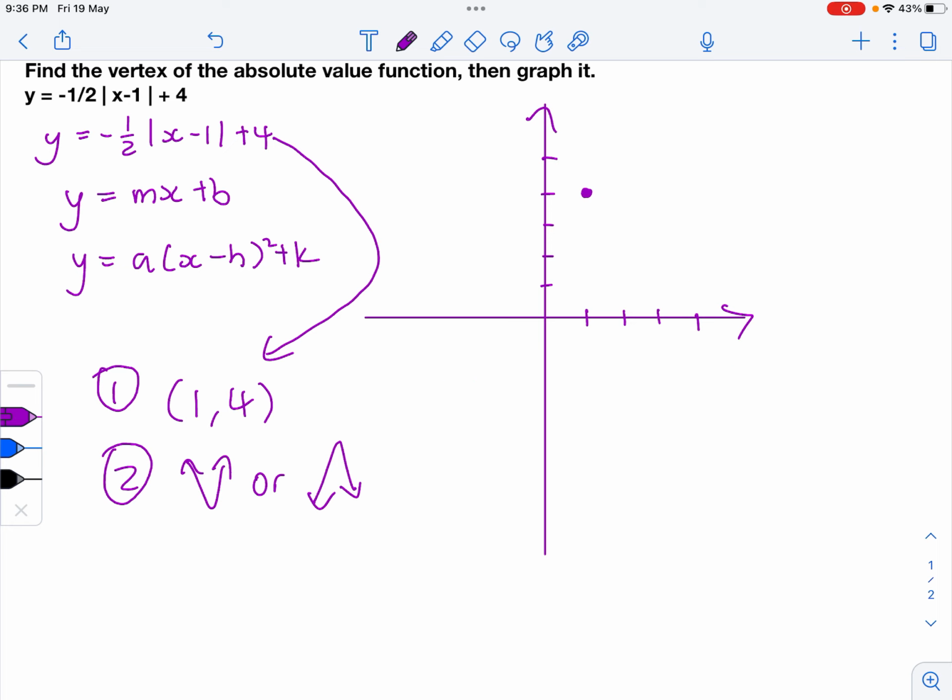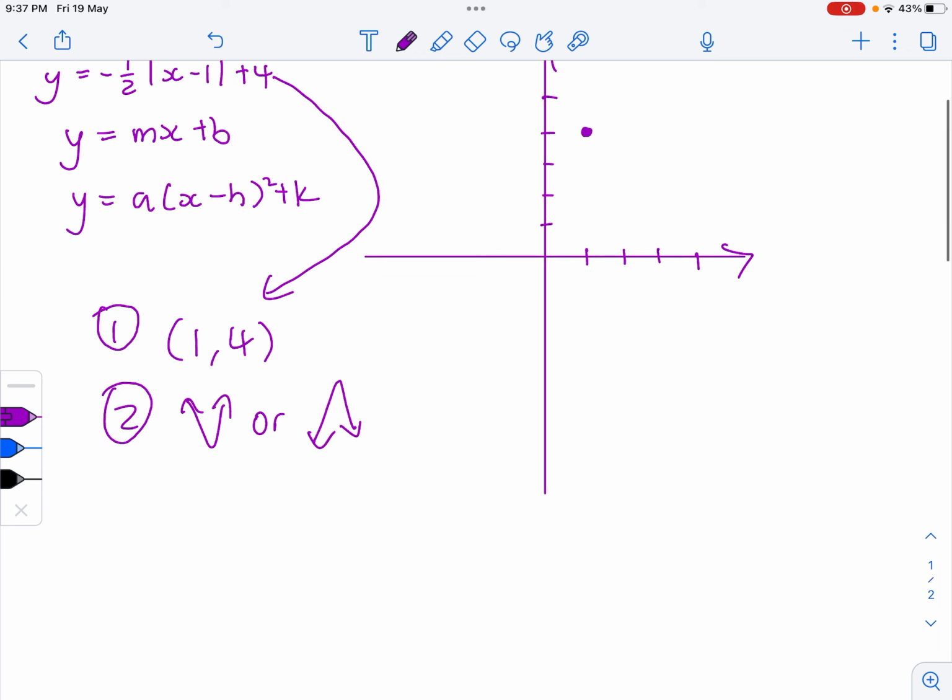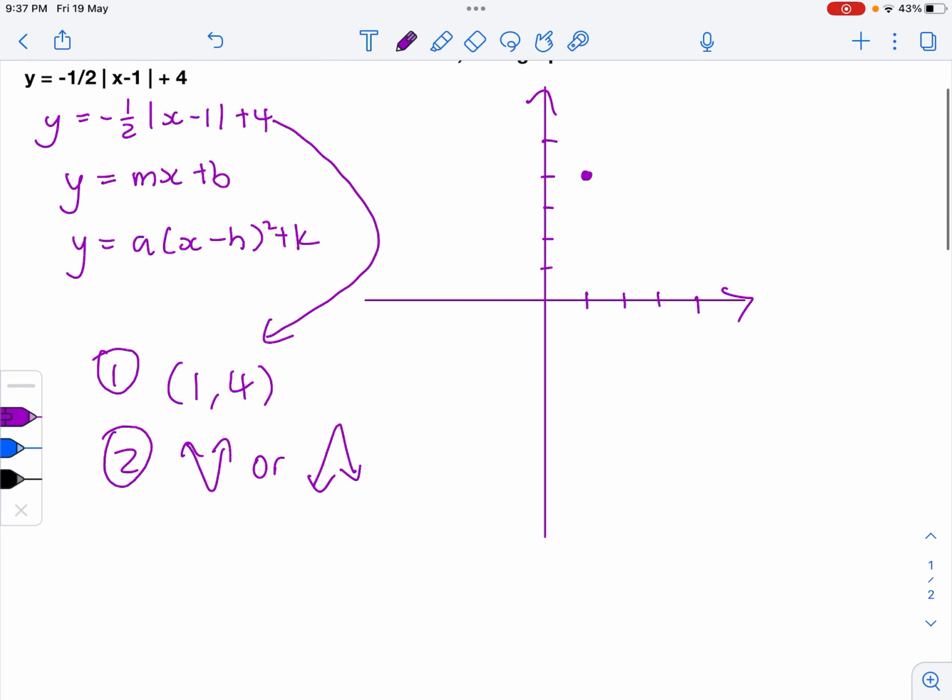But how do you know how stretched it is or how wide it is? Well, that we move on to the third step, which is taking a look at the a itself, not the positive or negative sign of a, but the number itself. And so is 1 over 2 smaller or bigger than 1? It is smaller than 1.